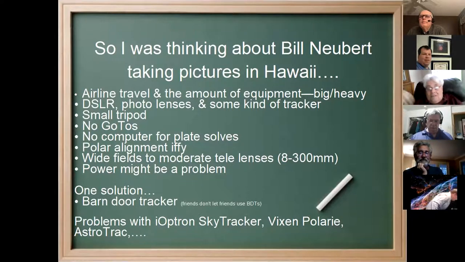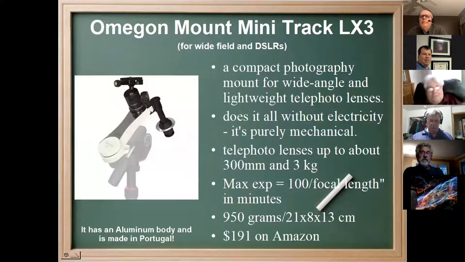iOptron's got one, Vixen's got one, there's an AstroTrack, but all of them one way or the other have a problem. And so about a month ago, I found this thing. This is reasonably new, and I don't know how good it is, but the bottom line, it's $190, okay? Ultimately, it's going to work for a normal kind of tripod, and it's going to work for a DSLR, and it's purely mechanical. If you look, can you see my mouse? Is this moving here? I hope it's moving. Yeah, we see it.